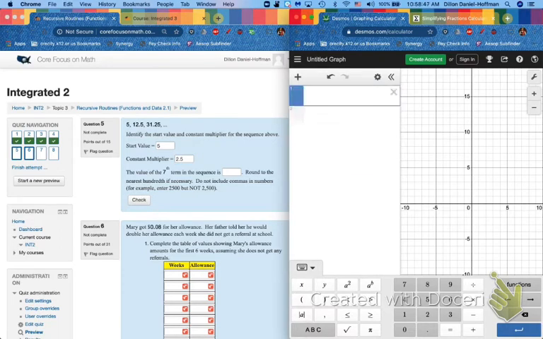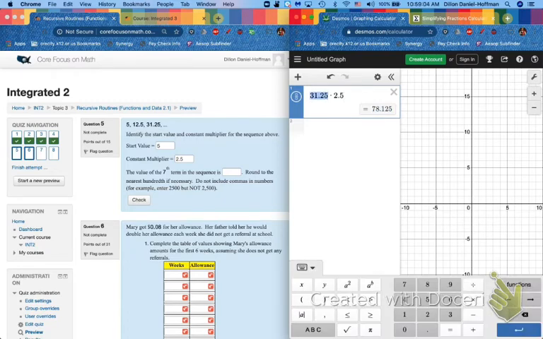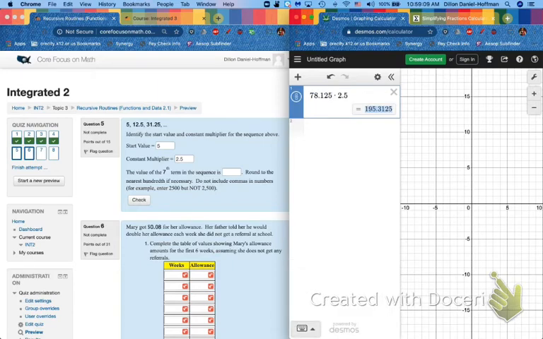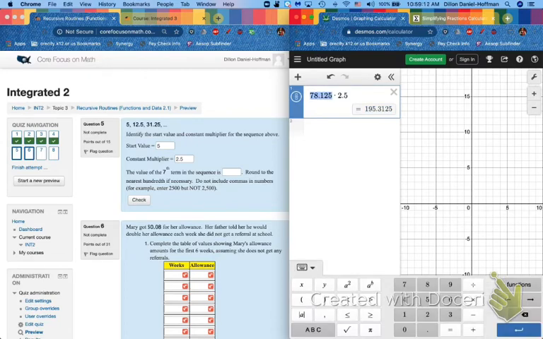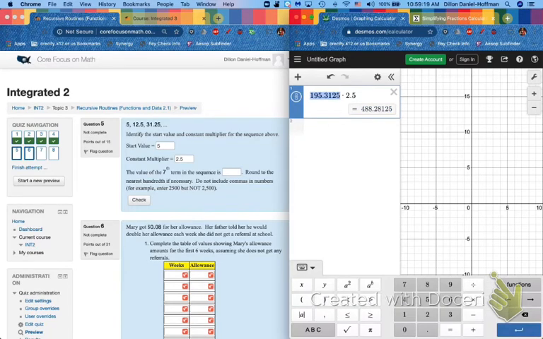Okay, 31.25 is my 3rd term. I can do this. Times 2.5 is my multiplier. All right, so this is my 4th term. Can I just copy and paste this? Let's just do that. Copy. Paste. So this is my 5th term. Copy. Control C and Control V is what I'm doing out here on my Mac. 6th term. And 7th term. All right.